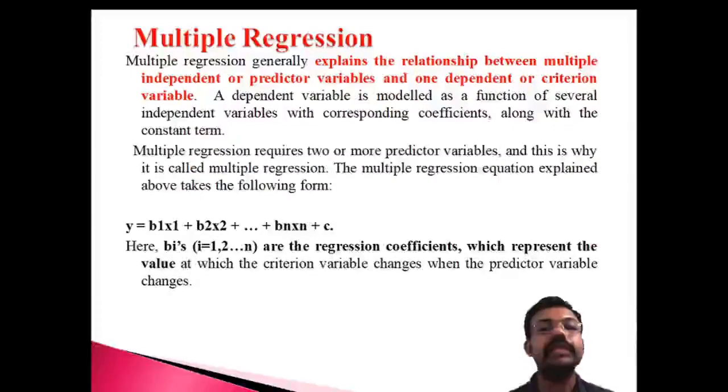The multiple regression equation is explained here. This is one of the important formats of multiple regression: y equal to b1 x1 plus b2 x2 plus b3 x3, up to bn xn, plus c. y is the dependent variable, x1 is an independent variable, x2 is an independent variable, x3 is an independent variable, up to xn, which is also an independent variable, and c is a constant. c will always be a constant.